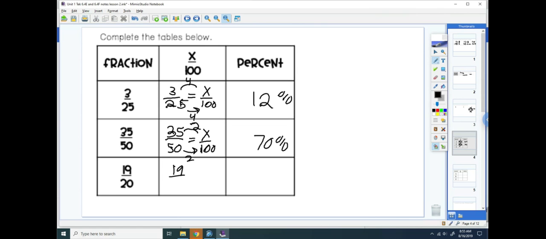All right, last one. You're going to do 19 over 20, which is equal to x over 100. So what do I multiply by 20 to get to 100? Multiply it by 5. Then you have to multiply the numerator by 5. So 19 times 5 is 95. And that is how you do the shortcut. But remember, you have to make sure that the denominator can be multiplied to get to 100.